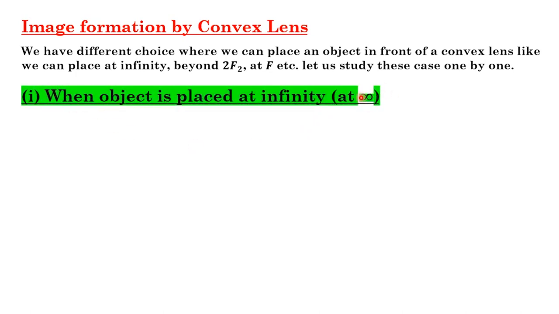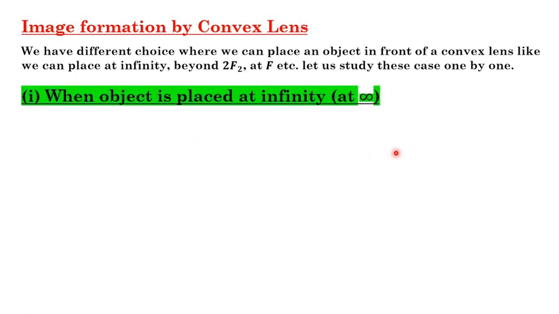Now, image formation by a convex lens. We have different choices for where we can place our object. We can place our object at 2F2, beyond 2F2, at infinity, and many more positions. We will study these cases one by one. So first is when the object is placed at infinity.